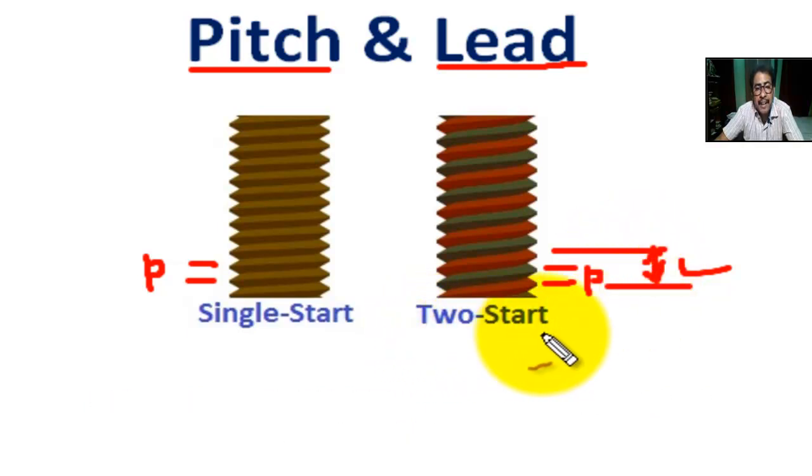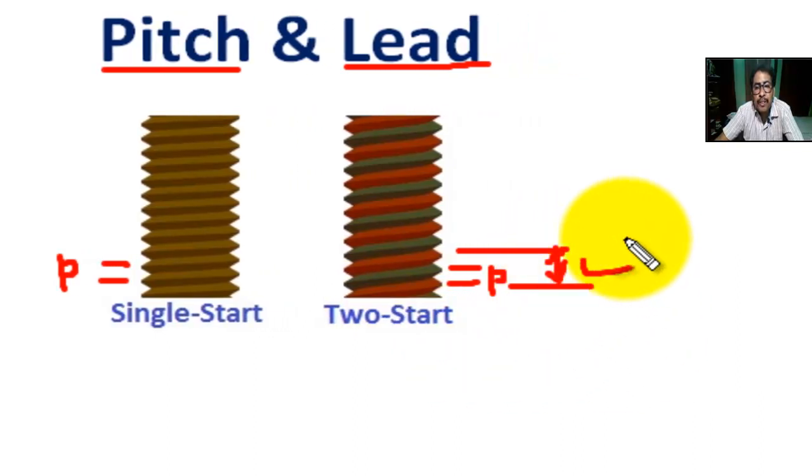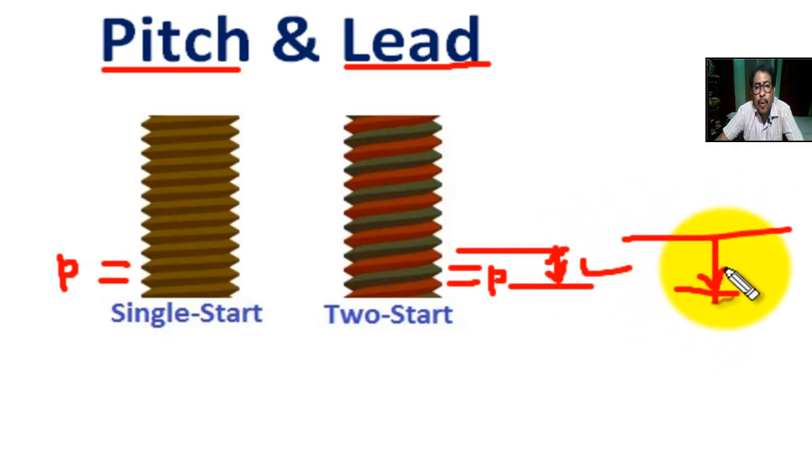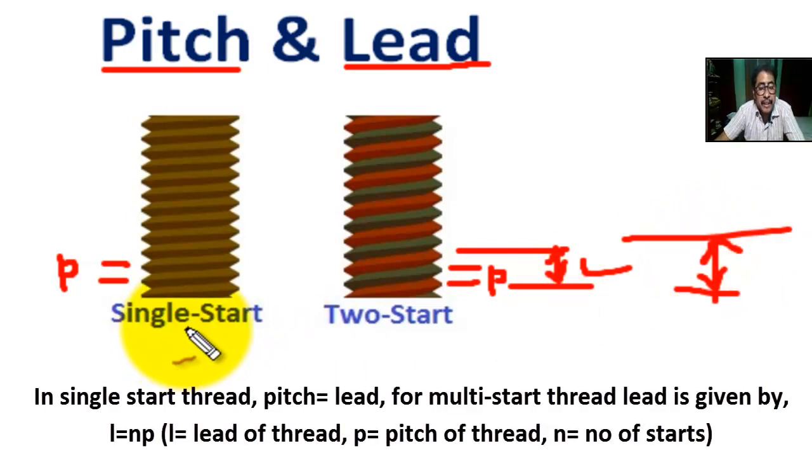For a single start thread, for one complete rotation of the screw in a nut, this distance moves in one complete rotation. In a single start thread, pitch is equal to lead. For a multi-start thread, lead is given by L equal to NP. L equal to lead of the thread, P equal to pitch of the thread, and N equal to number of starts.